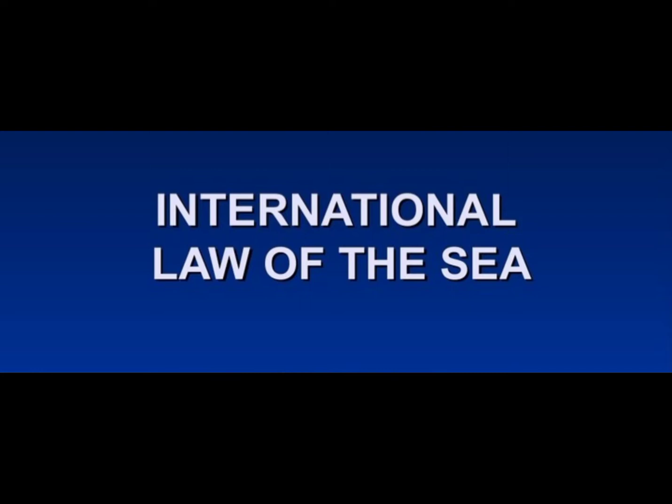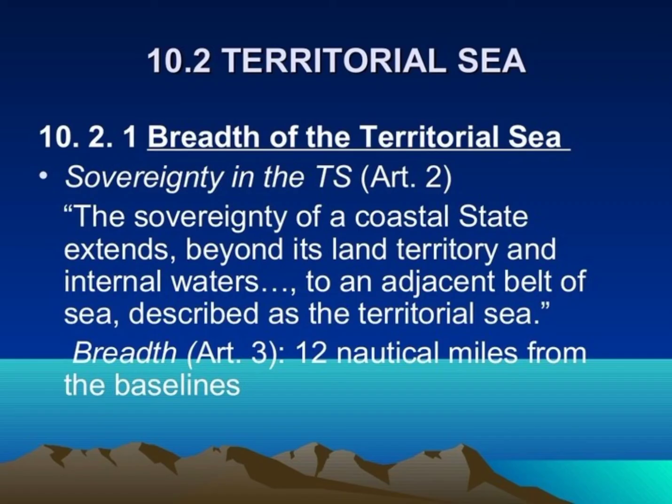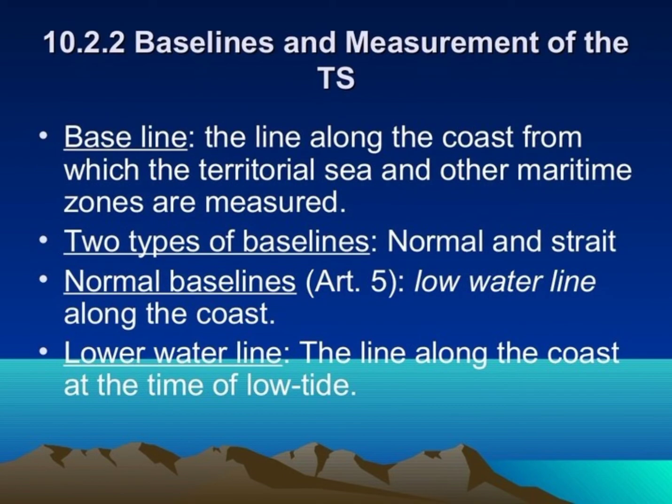Our topic for today is all about the international law of the sea. Territorial sea, breadth of the territorial sea. Sovereignty in the territorial sea: the sovereignty of the coastal state extends beyond its land territory and internal waters to an adjacent belt of sea, described as the territorial sea. Baselines and measurement of the territorial sea.